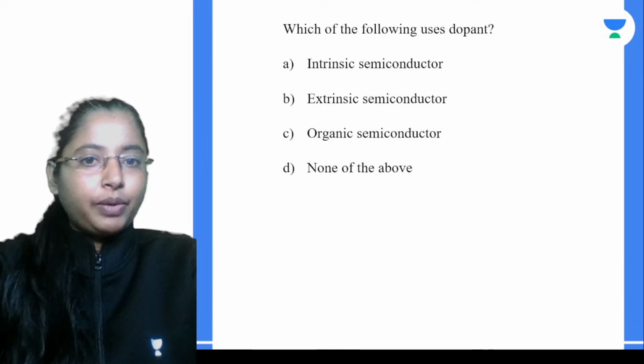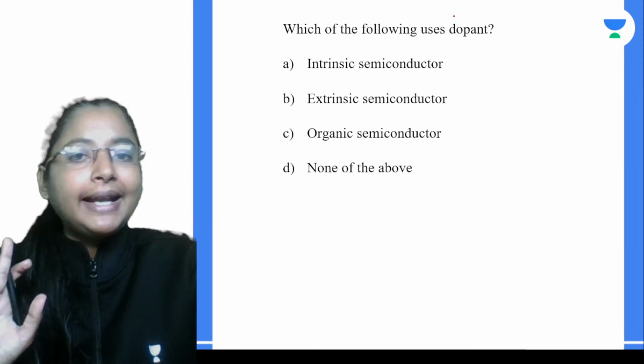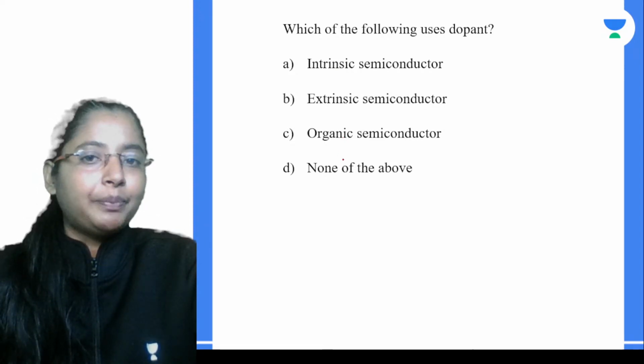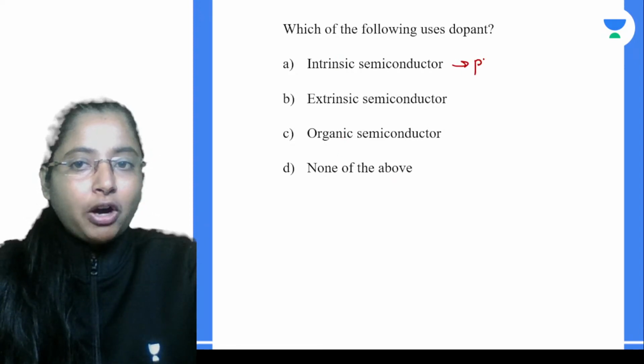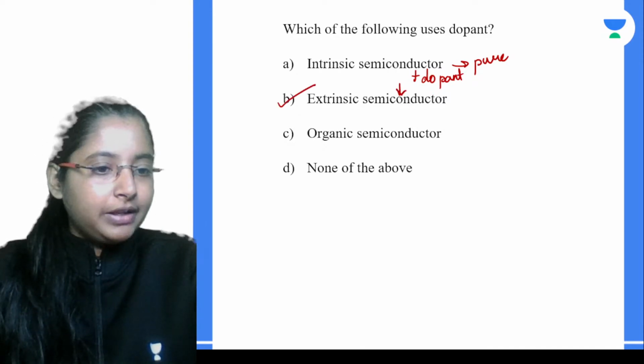Next question. Which of the following semiconductors uses a dopant? Intrinsic semiconductor, extrinsic semiconductor, organic semiconductor, none of them. Intrinsic semiconductors are pure semiconductors. They do not have any impurities. To this intrinsic semiconductor, you add a dopant, you will get an extrinsic semiconductor. So, extrinsic semiconductors use a dopant.